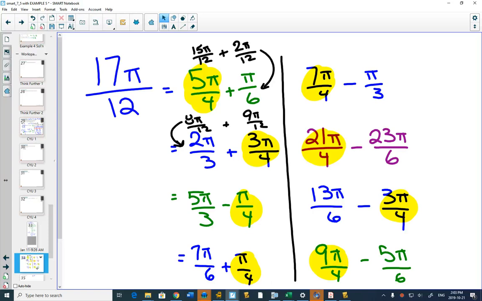So there are people that always use just plain pi over 4. Right? What's plain pi over 4? 3 pi over 12. What would I have to add to get to 17?